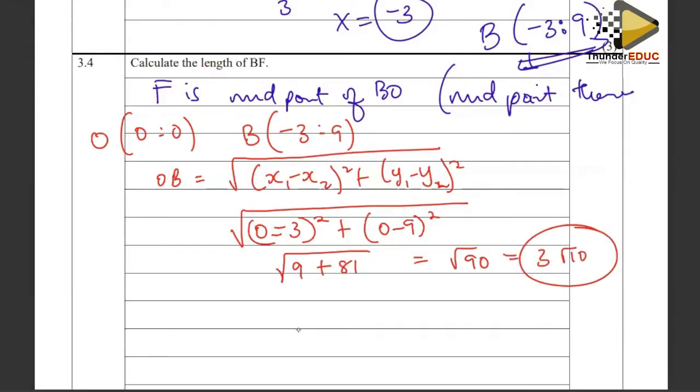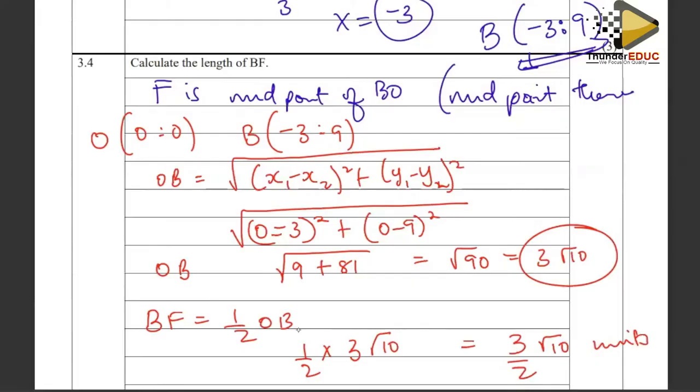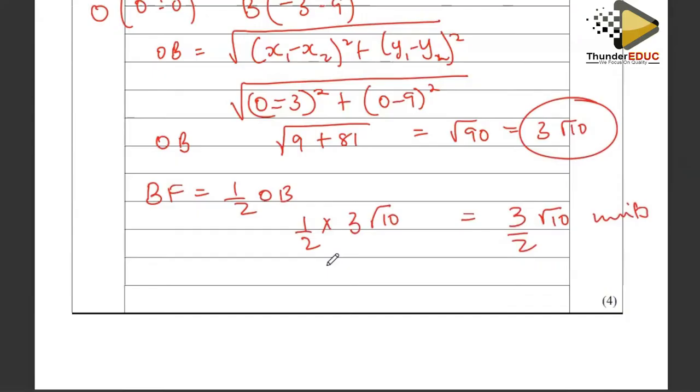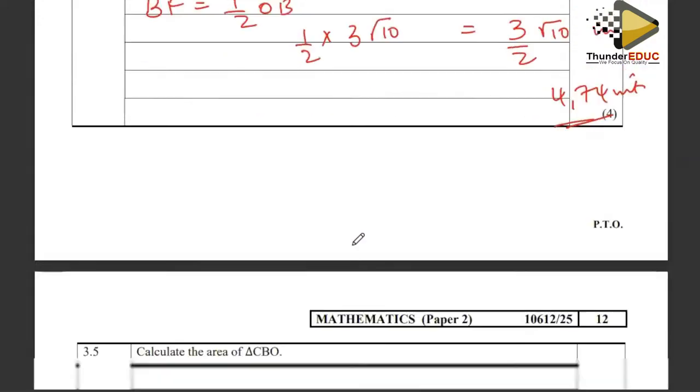So this is the distance OB. But BF is a half of OB, meaning that 1 over 2 times 3 root 10. So we get 3 over 2 square root of 10 units. I would prefer to leave it like that and not necessarily put it into decimals. But for people that love decimals, what would the answer be? It would be 4.74 units. Okay, so that is 3.4.